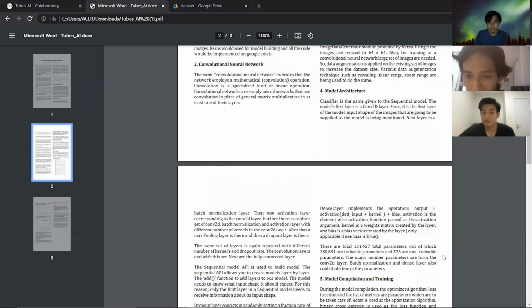Next, the model architecture is presented by Reno.